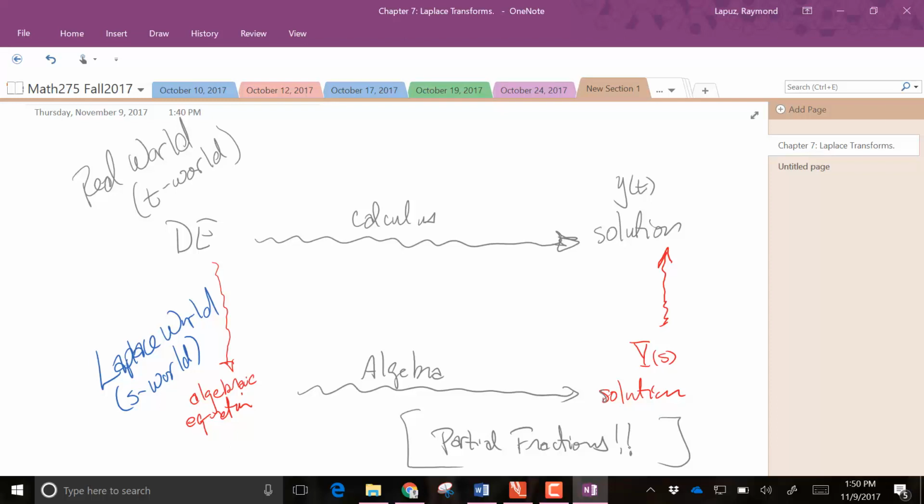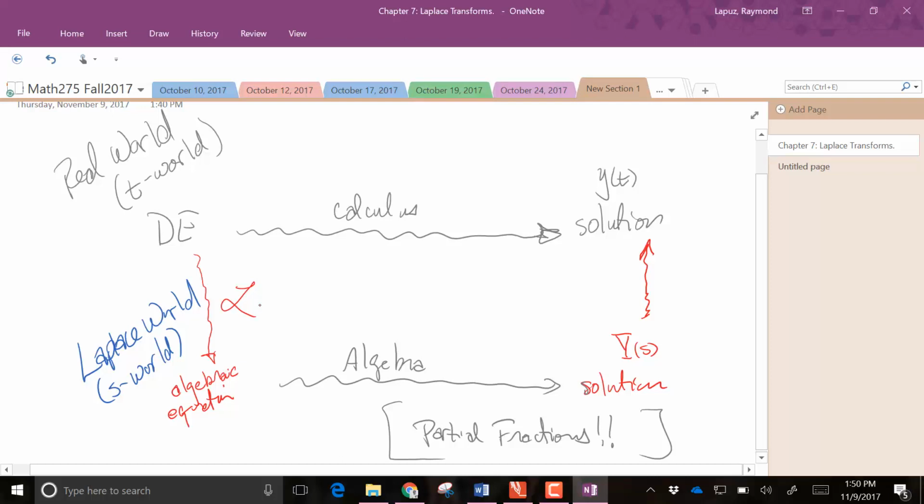So in going to the Laplace world, we need some sort of transition, and then we do the algebra, and then we need to jump back to the real world, and then we need to do another transition. So that's what we're going to study, the transition. The transition that we're going to make is denoted by a fancy L. We're going to take the Laplace transform of a function.